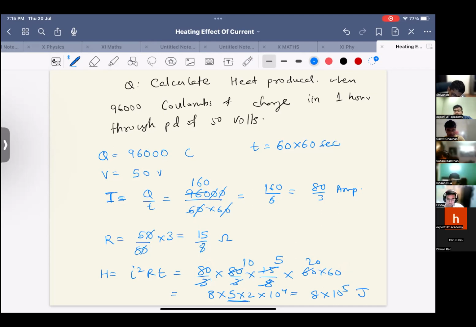Why is my answer coming wrong? One second. No, so it should be 800 into 5 into 1200. That means there is 60 4000 also, into 1200. I forgot the 60 part. There is 60 also, no? Yes, so you have to multiply it by 6.